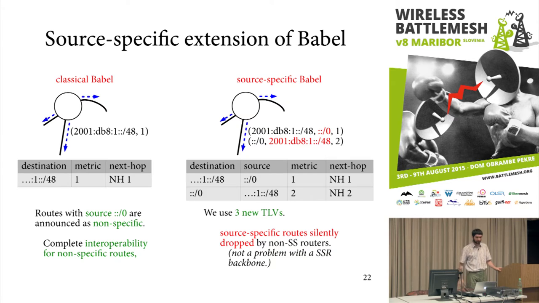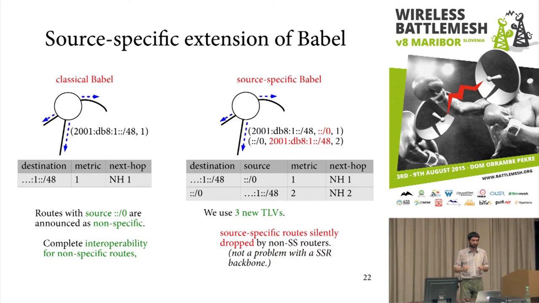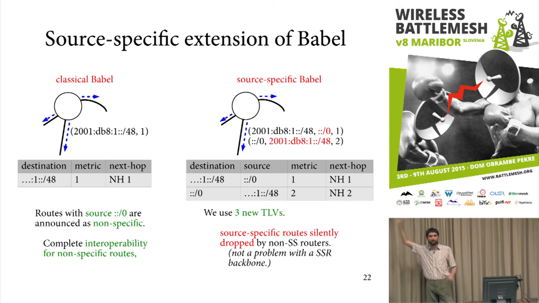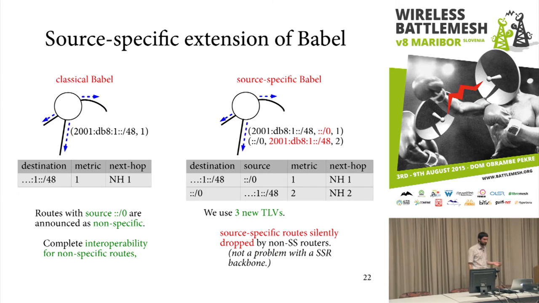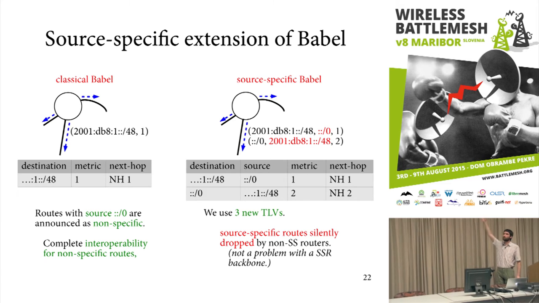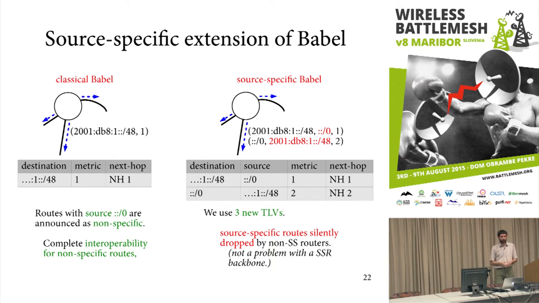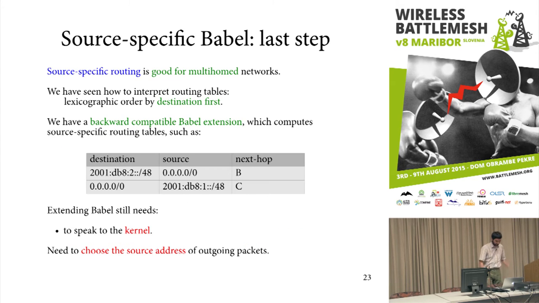You were at the talk yesterday, and you have seen that Babel was carrying packets with some destination and metric. We extended Babel to add the source-specific information. To keep compatibility with the Babel routing protocol, each classical route, which is just a destination prefix with a source prefix, we just use the classical Babel messages. For the other, we need to use three new TLVs. The new TLVs will be dropped by classical Babel nodes, and it's very important for the correctness of the routing because of what we've seen previously. So now we have an extension which can compute routing tables without loops, of course. Babel is loop free.